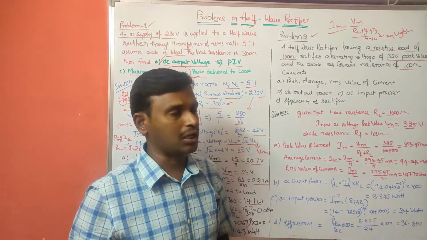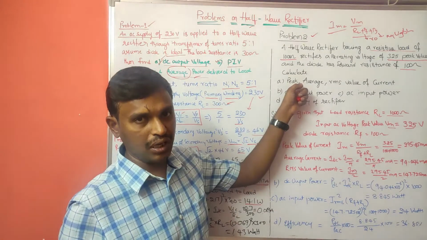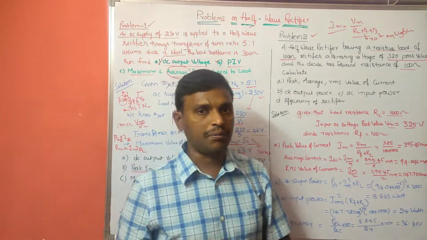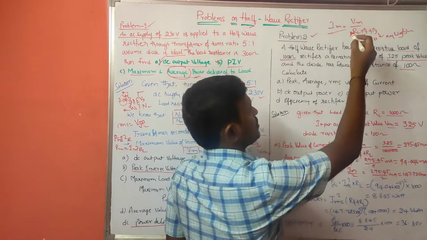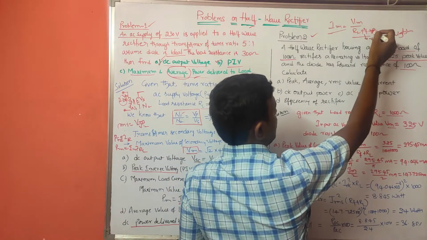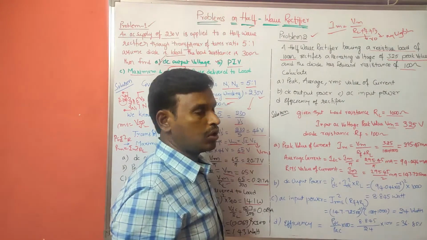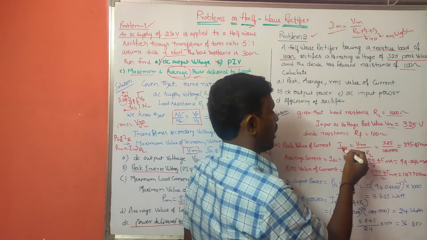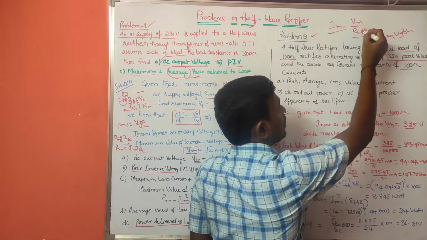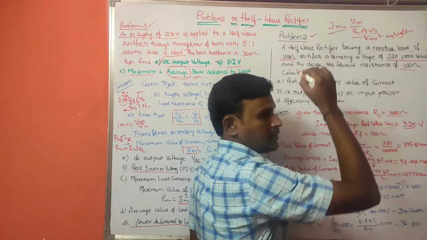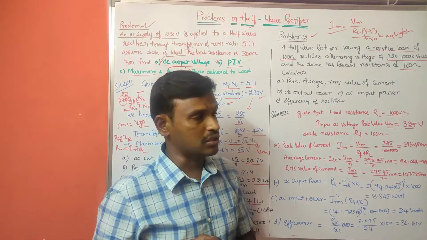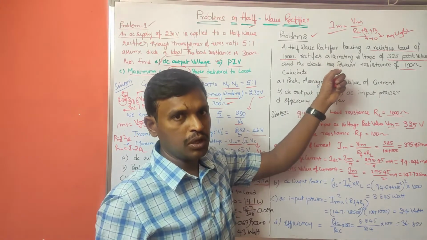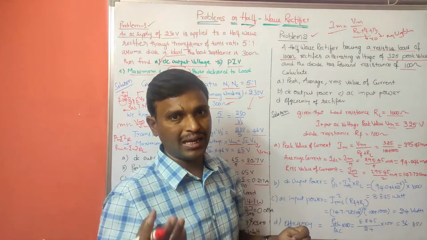First we have to calculate the peak value of the current, Im. Im is equal to Vm by RL plus RF plus RS. Here we are neglecting the secondary winding resistance because it is not given in the problem and it is very small, so we will neglect it.